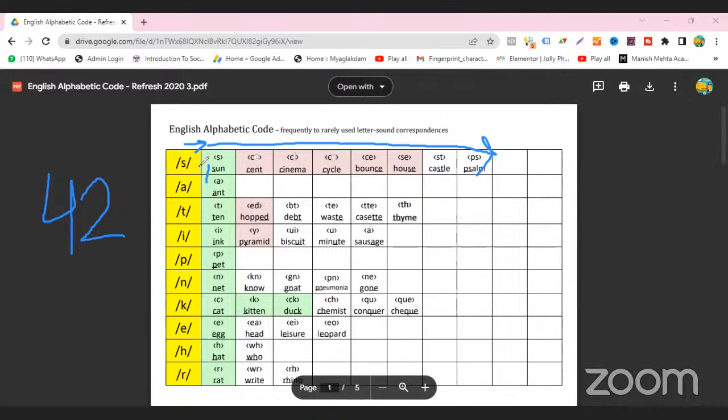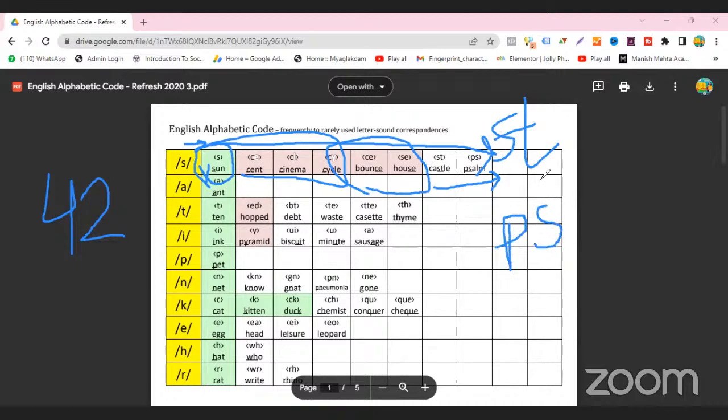Now you can see that S giving sound, then we know that soft C rule is there. And then we know that E is silent. And then these are taken as silent words. Castle, so you can say that in ST, T will be silent. In PS, P will be silent. So can you give me words like castle and psalm, where in ST, T is silent and in PS, P is silent? Find out words, and we are taking a 5 minute break. Okay. So find out these words.